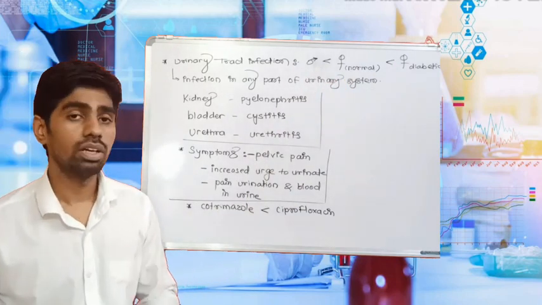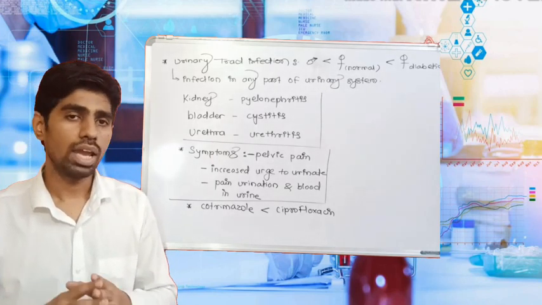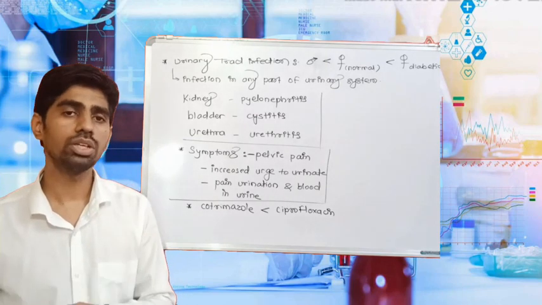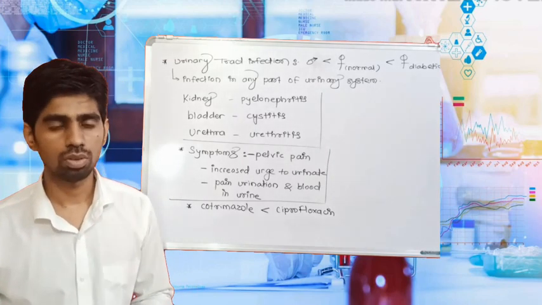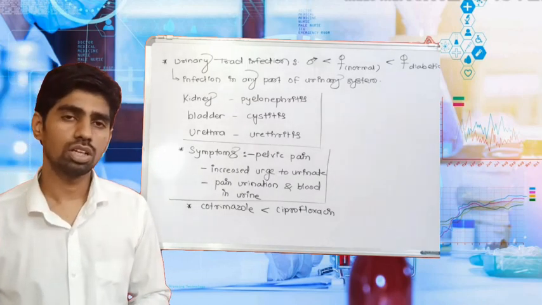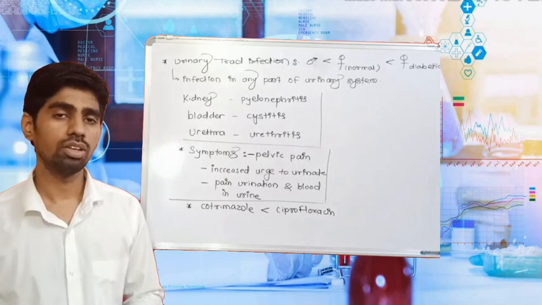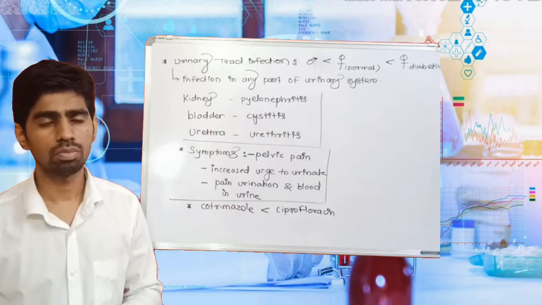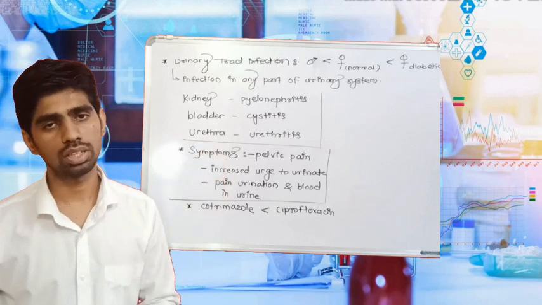Now moving to the next part. Urinary tract infection refers to infection in any part of the urinary system, from the urethra. It could include the nephron or the terminal part of the nephron also. When the infection is associated with the kidney, the name given is pyelonephritis. When the infection is associated with the bladder, the name given is cystitis. When the infection is associated with the urethra, the name given is urethritis.